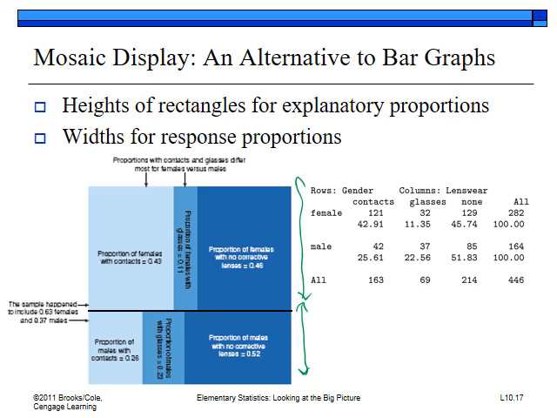Within each of those rectangles, the one for the females and the one for the males, we have 3 different smaller rectangles, each one representing one of the response values. Contacts in number 1, glasses in number 2, no lenses at all in number 3.